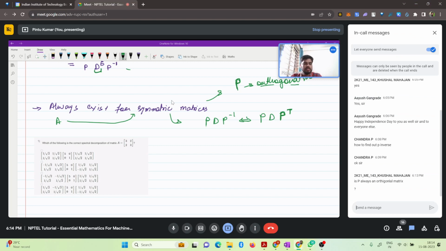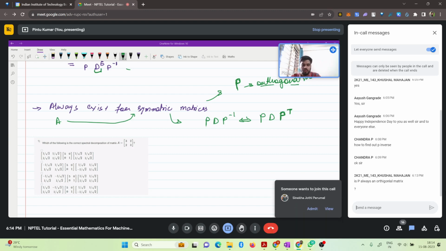Excuse me, sir, can you please explain how P inverse becomes P transpose, sir? Okay, I'll explain it to you. See, how do we obtain this matrix P? The P matrix is obtained by stacking the eigenvectors of your matrix A, right? So in case of a symmetric matrix, the eigenvectors that you are getting are orthogonal to each other.